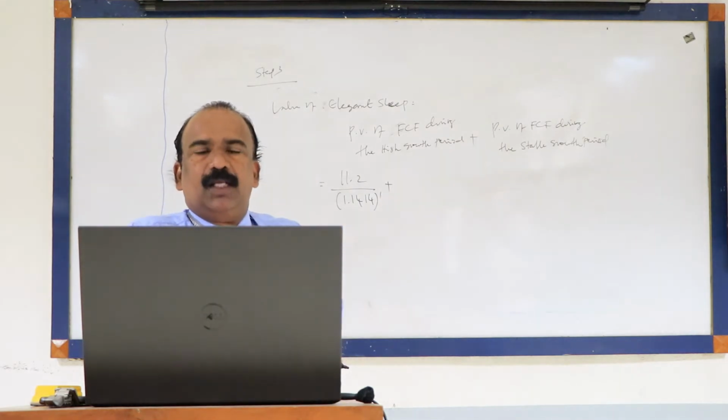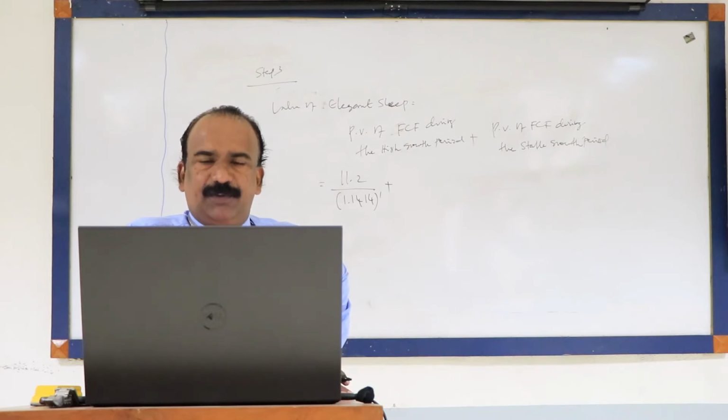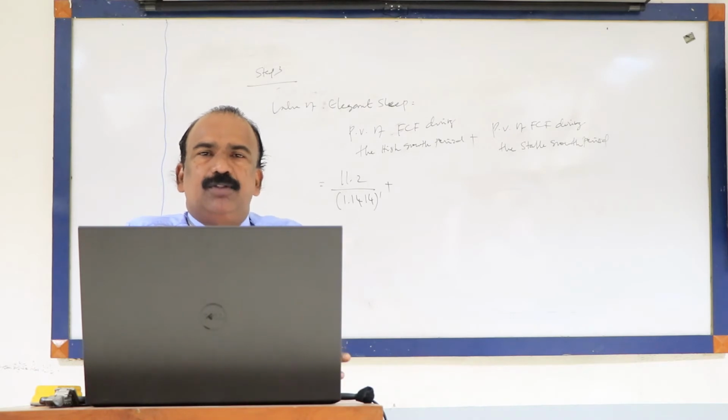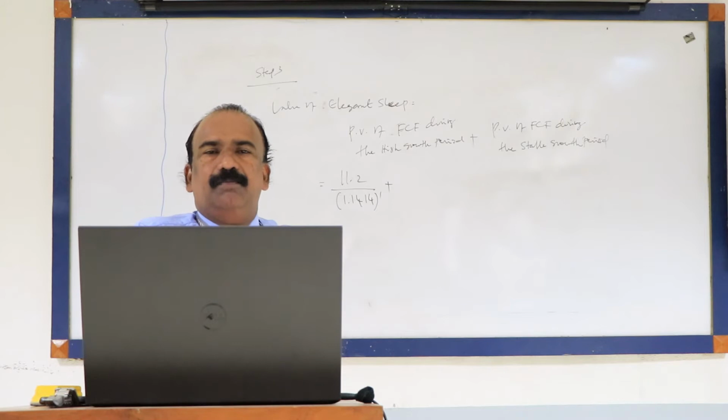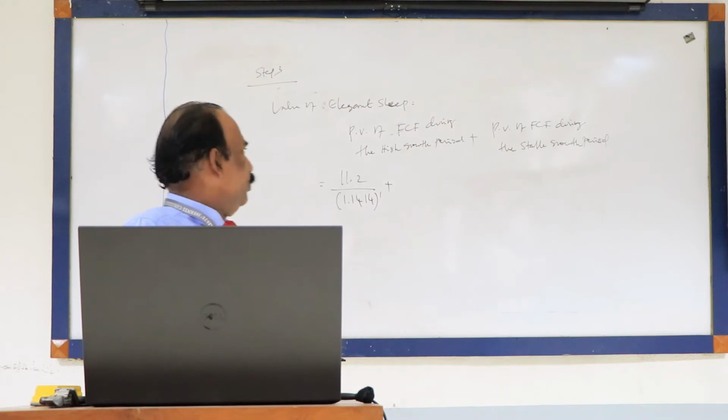So 11.2 is the cash flow, and we need to calculate the present value. Present value means you should divide it by the weighted average cost of capital, that is 1 plus R. R is 14.14, so 14.14 divided by 100 gives 0.1414. So 1 plus 0.1414 is 1.1414.